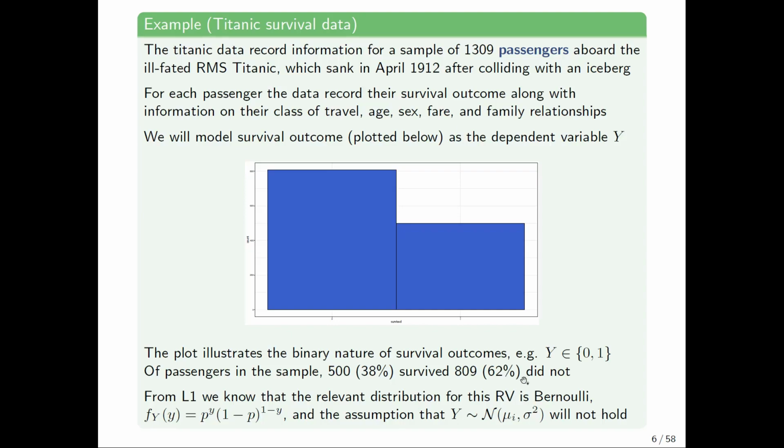did not survive. But from lecture 1, what we know when we looked at probability distributions is that the relevant distribution for this binary random variable is Bernoulli, with the probability mass function looking something like the one shown on the slide. This is not a continuous random variable, and clearly we can't assume that y is normally distributed. The assumption that the binary variable survived or did not survive is normally distributed clearly will not hold. So that's data that we would not want to assume are normally distributed. Instead, we want to assume the distribution shown in the slide.